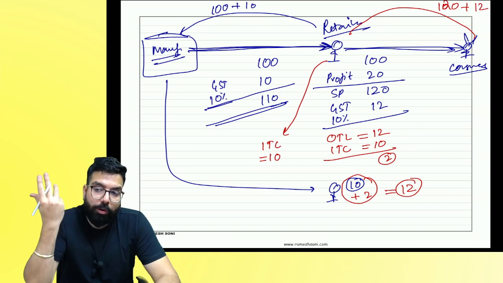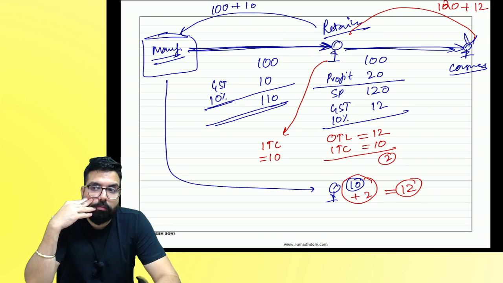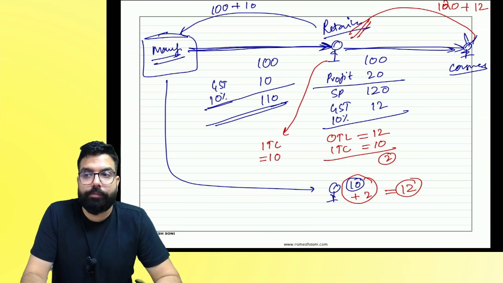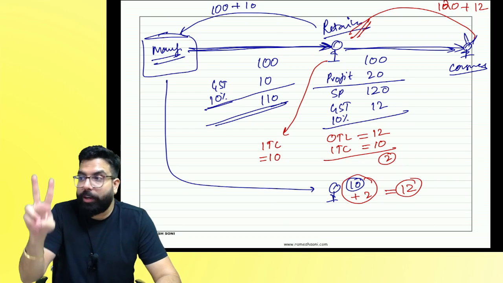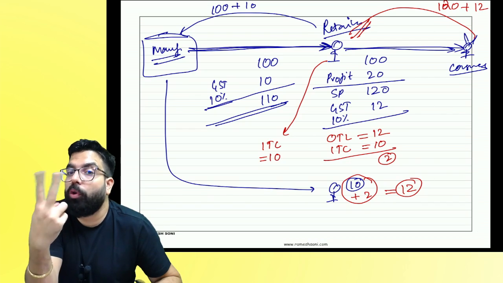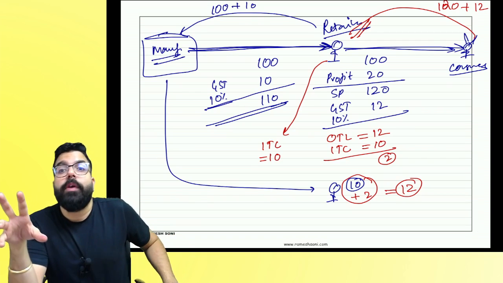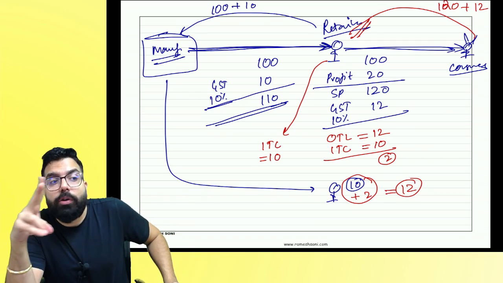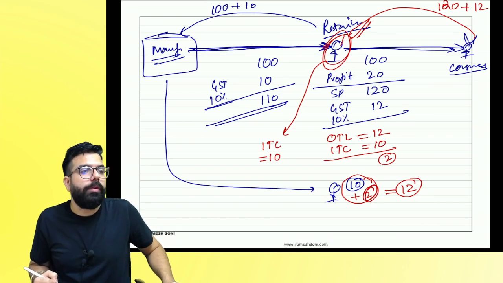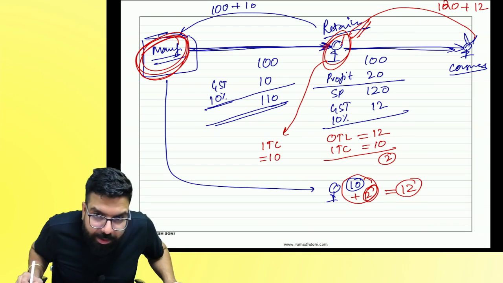Tell me one thing. Why do we call GST a value added tax? Can you tell me how much value addition the retailer did? 20 rupees. On 20 rupees, how much is 10%? 2 rupees. He gave how much to the government? This person, how much value addition did he do?